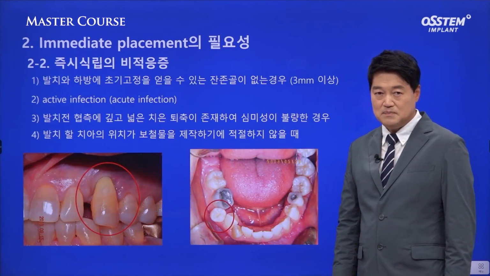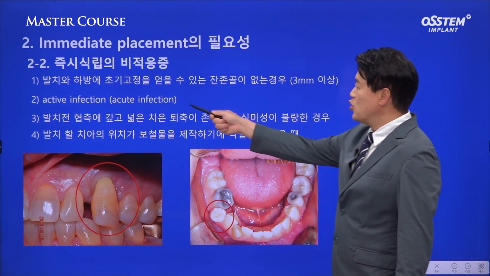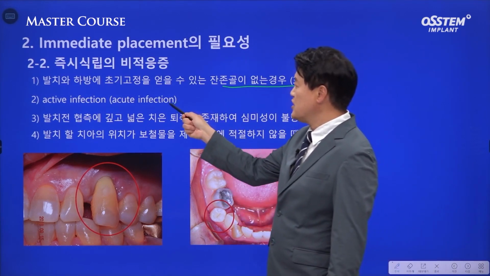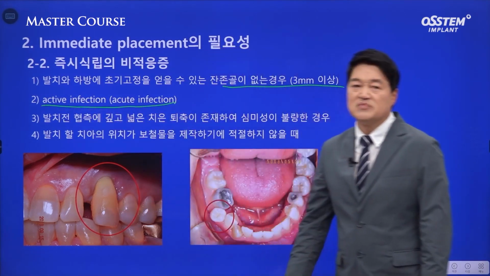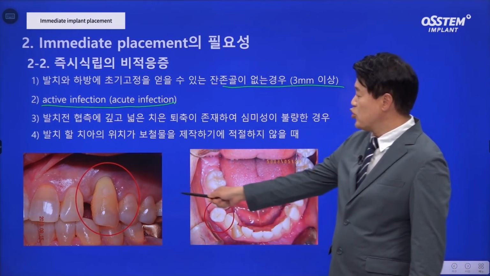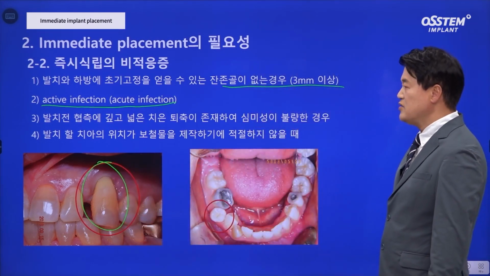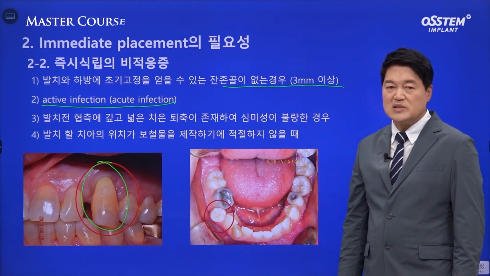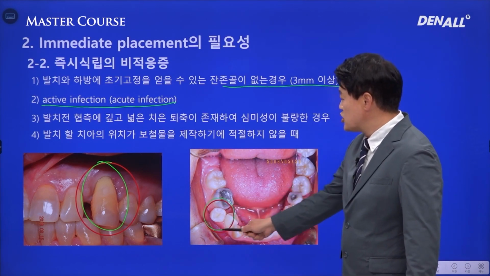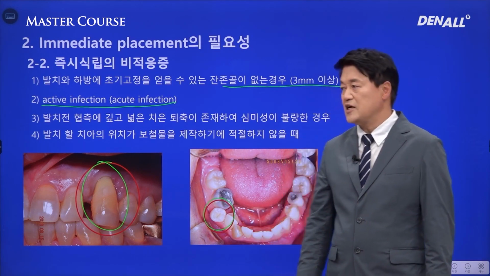Now the contraindications. Below the extraction socket, if there's no residual bone of over 3 millimeter and if there's active infection, this is contraindication for immediate implant placement as shown. There's an extensive gingival atrophy on the buccal side and the aesthetics are unfavorable. Therefore, delayed placement should be done. And if the position of the tooth to be extracted is unfavorable and if prosthesis is not likely here, immediate implant placement cannot be done.